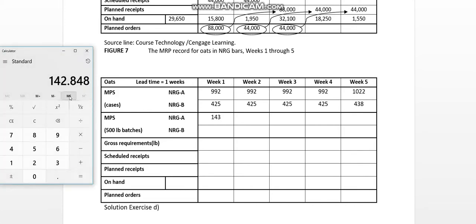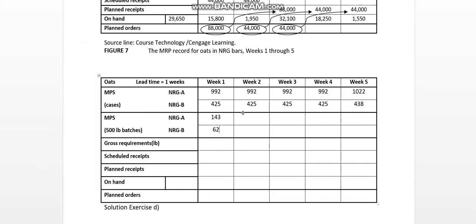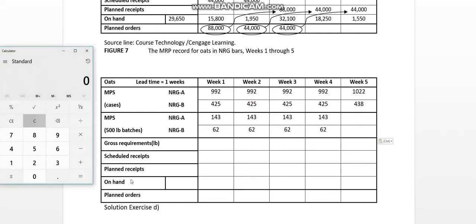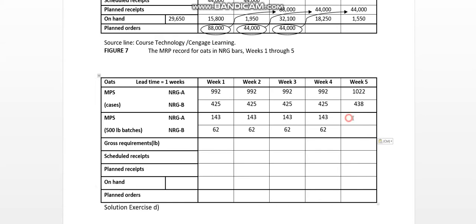And the same we do for the energy B. 425 multiplied by 72 divided by 500, and that will be 62. So since these numbers are the same, these numbers also will be the same until this point, and at this point we also have to calculate again. Multiplied by 72 divided by 500, 148, and this makes 64.